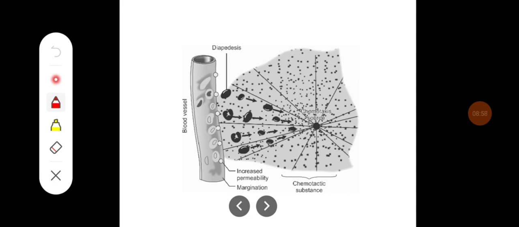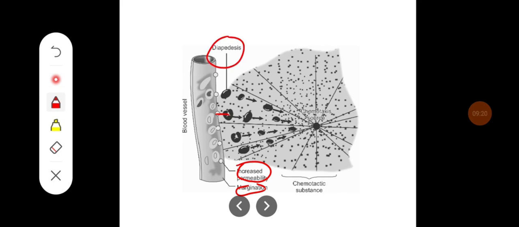This diagram shows the different phases of phagocytosis. Initially there will be margination of the neutrophilic cells, then there will be an increase in capillary permeability, because of which the neutrophils squeeze through the capillary membrane, the process called diapedesis.